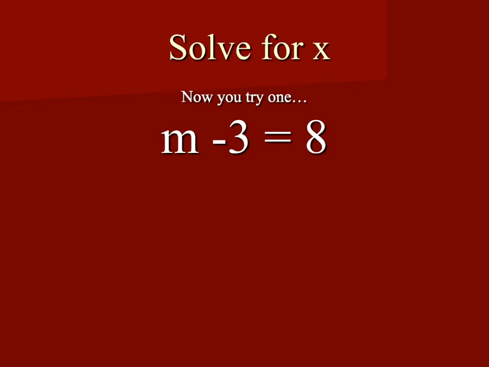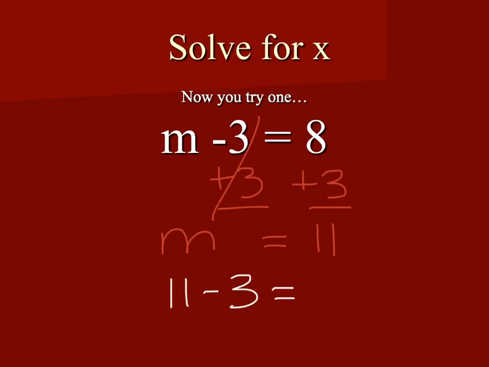Alright, you should have added 3 to both sides. When you did, then the 3's would cancel, leaving just the m equal to 11. Final step, go back and check. Is 11 minus 3 equal to 8? Yes. So 11 is the solution to our equation.